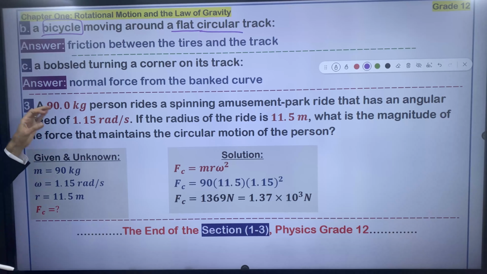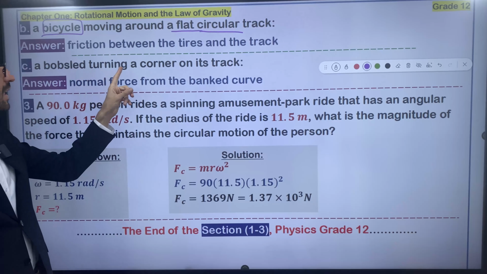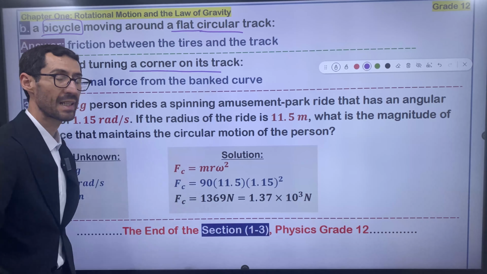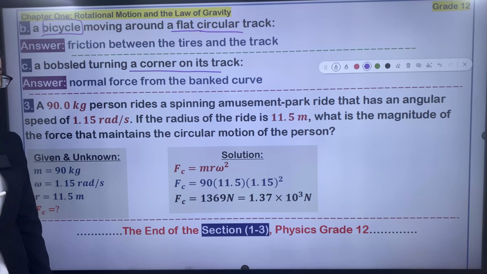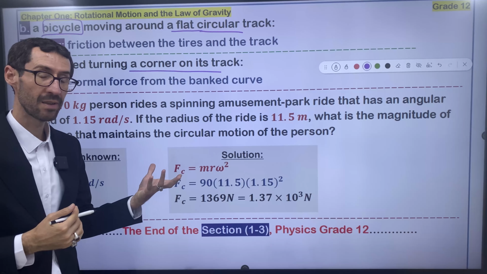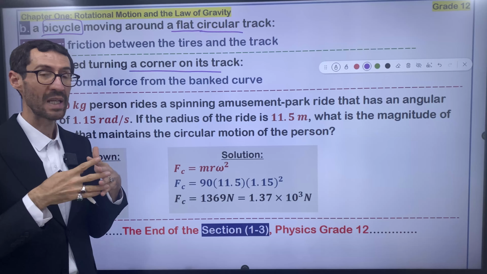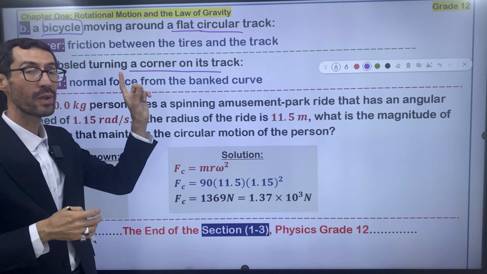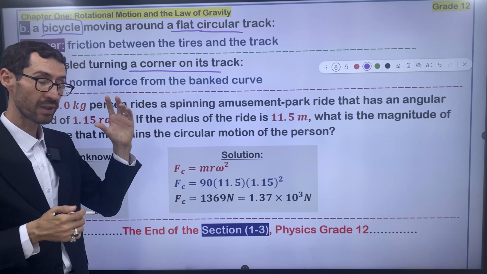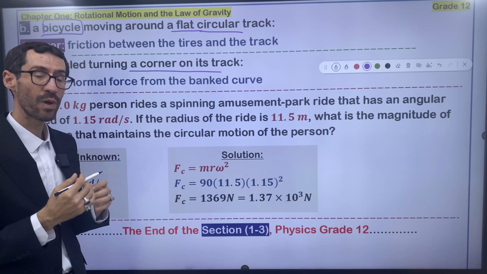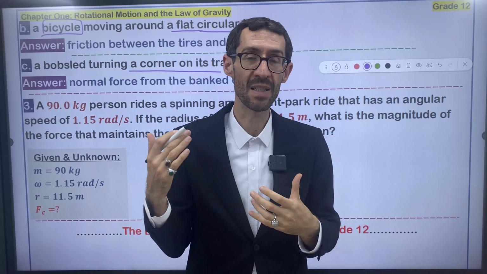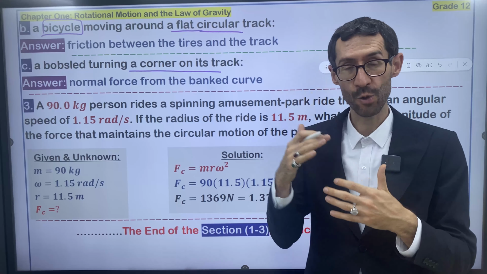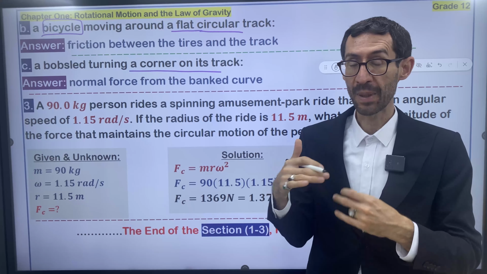Bicycle. Next, a bobsled turning a corner on its track. You see, turning a corner on its track. Whenever it talks about a corner or banked curve or sharp turn, they have the same meaning. They coincide with one another, right? So whenever you hear the word corner of the track, corner means there's a sharp turn. That's why here friction approximately becomes zero, and only one force has to do with the track. Let's say it becomes the centripetal force.